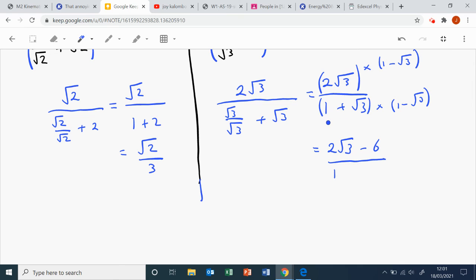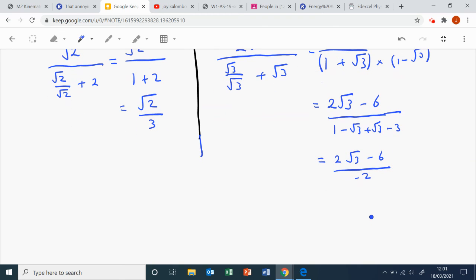1 times 1 is 1. 1 times minus root 3 is minus root 3. Then you have root 3 times 1, which is plus root 3. And then you have root 3 times minus root 3, which is minus 3. And then simplifying, we get 2 root 3 minus 6 all over, well, the minus root 3 and the plus root 3 cancel. Then you have 1 minus 3, which is minus 2.